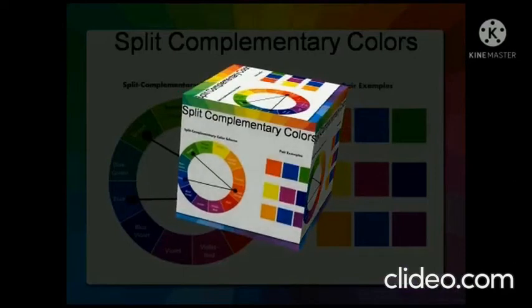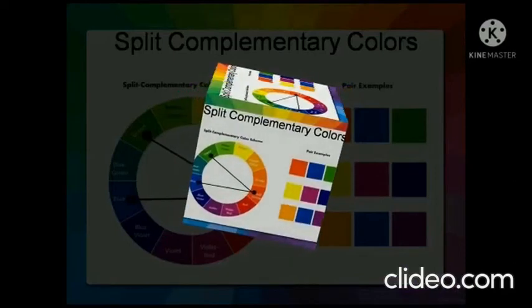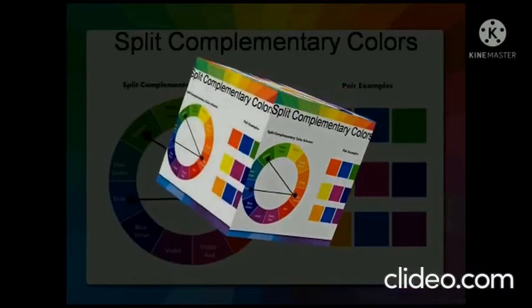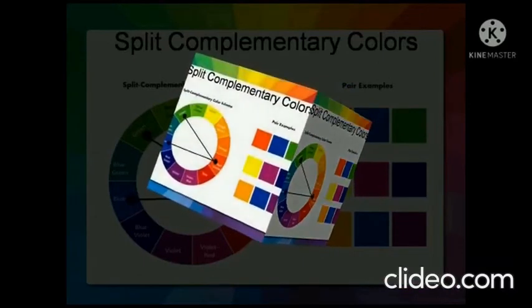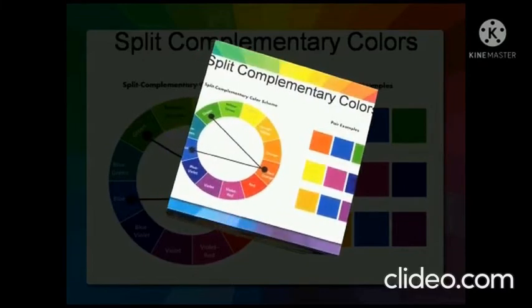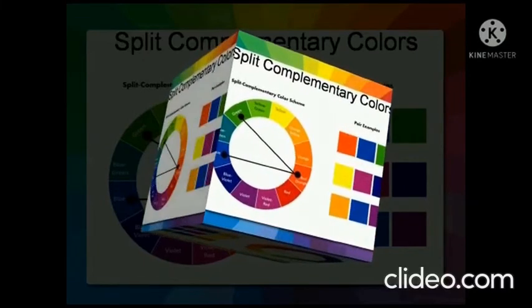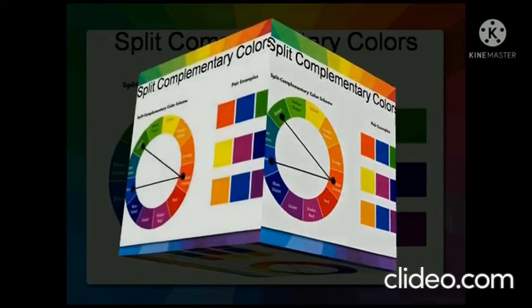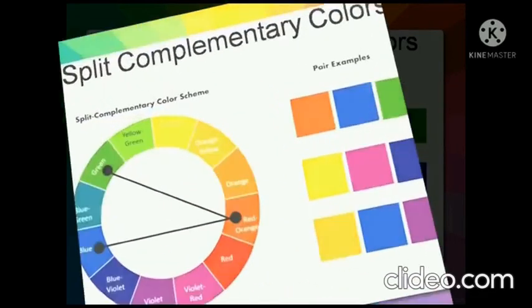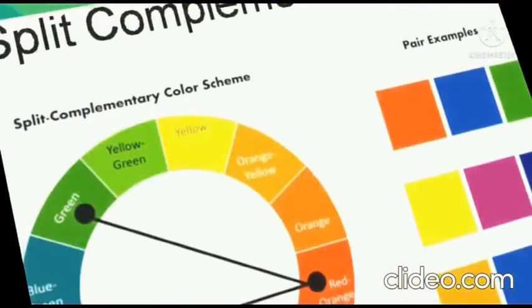Another example for split complementary colors is red orange. Red orange's complement is blue green. We take the hue on each side of the complement, that is green and blue. So split complementary colors are red orange, blue and green.